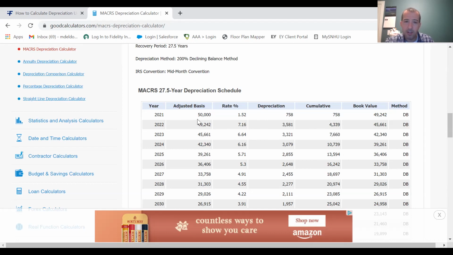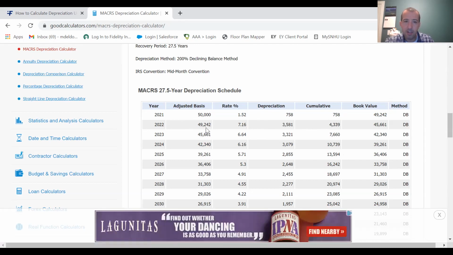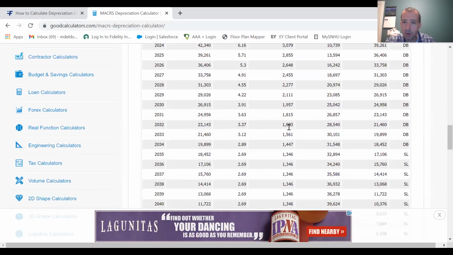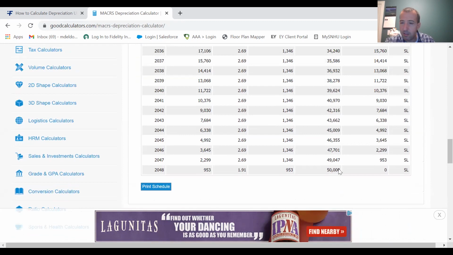So in year 2, the adjusted basis is 50. We subtract the 758 cumulative. Our adjusted cost basis in year 2 is 49,242. We multiply that by 7.16, and our depreciation in year 2 is 3,581. We're going to continue that process all the way down until finally in year 27, right? 27.5, so 27 years, 6 months. At the end of that, we will have depreciated the asset fully, so our cost basis is 0.